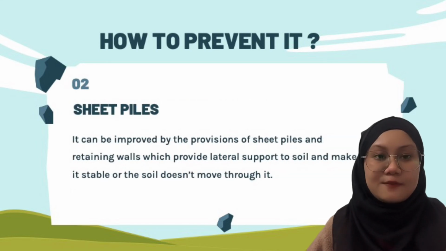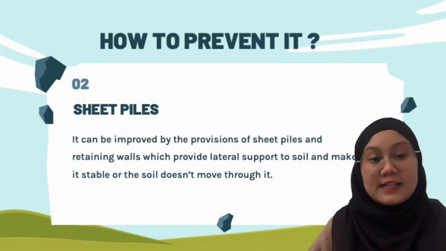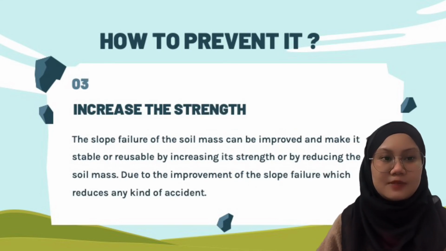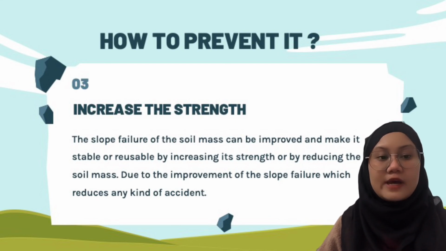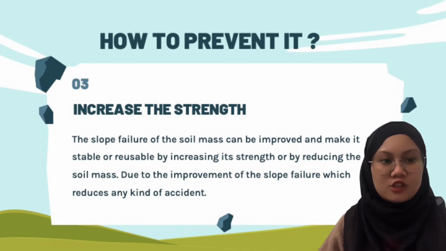The next step to prevent slope failure is sheet piles. Slopes can be improved by the provision of sheet piles and retaining walls, which provide lateral support to the soil and make it stable, so the soil doesn't move through it. Okay, the last tip is to increase the strength. The slope of the soil mass can be improved and made stable or reusable by increasing its strength or by reducing the soil mass. This improvement reduces any kind of accidents.